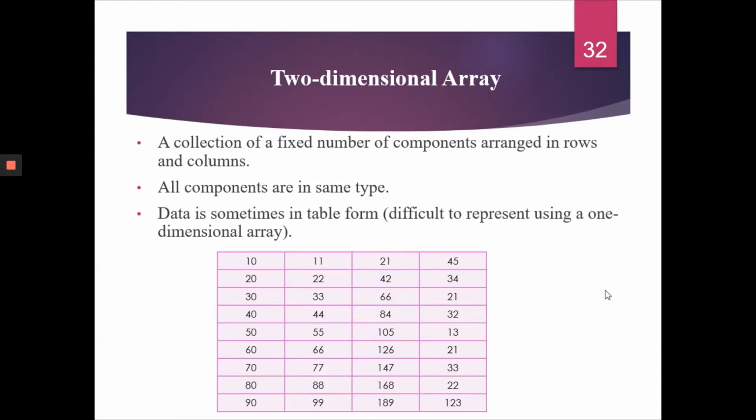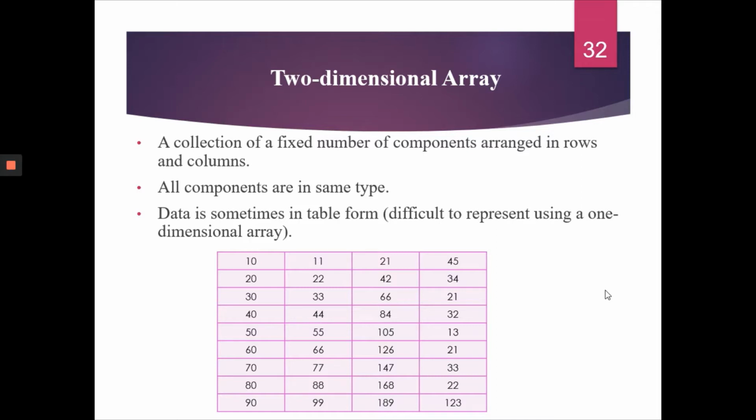So in this video I'm going to explain about two-dimensional array. In previous classes and videos we have learned about one-dimensional array. So here we are going to continue with another type of data structure, which is two-dimensional array. It is a collection of a fixed number of components arranged in rows and columns. In two-dimensional array you can have more than one row.